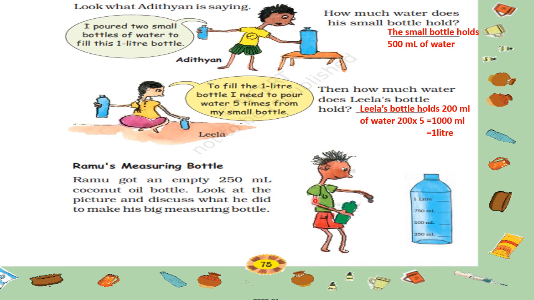Okay. Now Ramu's measuring bottle. As you can see, this is Ramu and he is having this measuring bottle. What is written here? 250 milliliter, 500 milliliter, 750 milliliter and 1 liter. Okay. So Ramu got an empty 250 milliliter coconut oil bottle. He is having an empty coconut oil bottle. Okay. And look at the picture and discuss what he did to make his big measuring bottle. If he wants to fill this bottle, what will he have to do? So let's see.